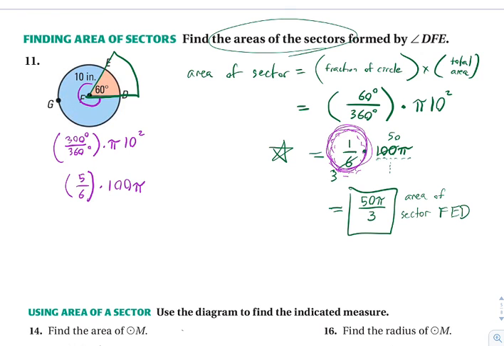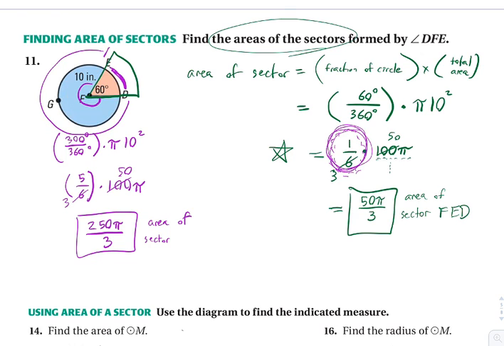So we have 5/6 of 100. Again, I could simplify this, so 2 comes out of both. So 50 times 50, that's 250 pi over 3. And this is the area of, and then I'm going to call this sector. And notice I can't use 3 letters anymore because that would imply the short arc. So I have to say, I'm talking about the arc E to G to D. So I'm talking about sector FEGD.